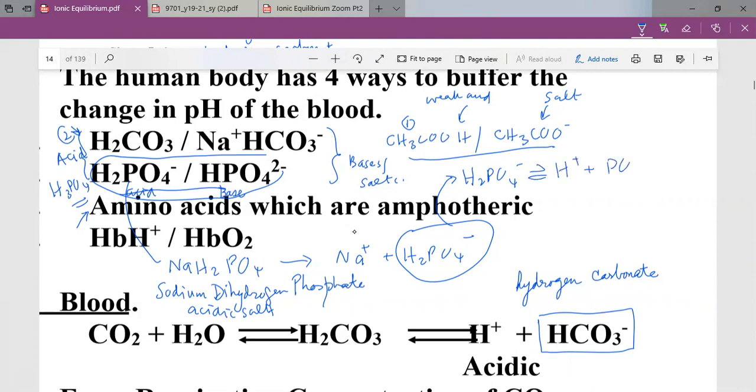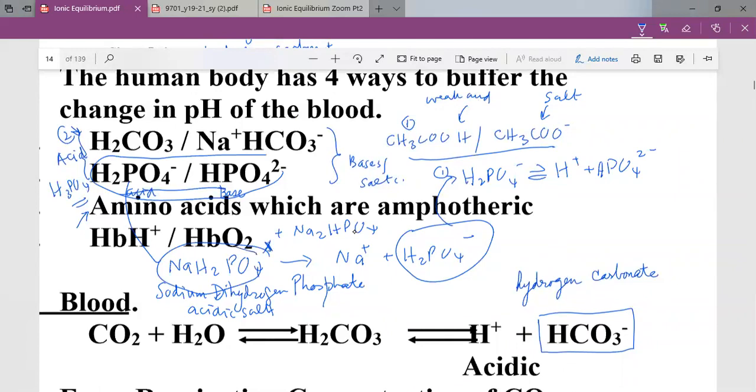H plus PO4 2 minus H here. Okay, so now this is the first thing. That means if you have a mixture of this filler here plus disodium hydrogen phosphate.